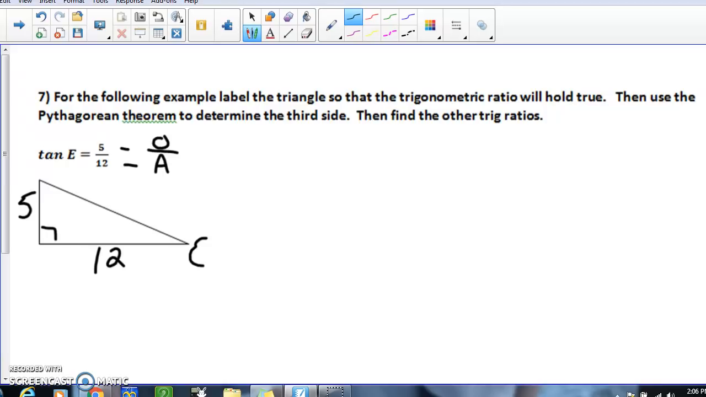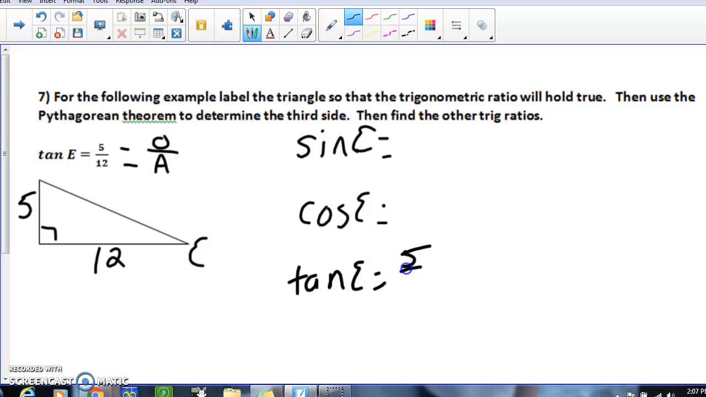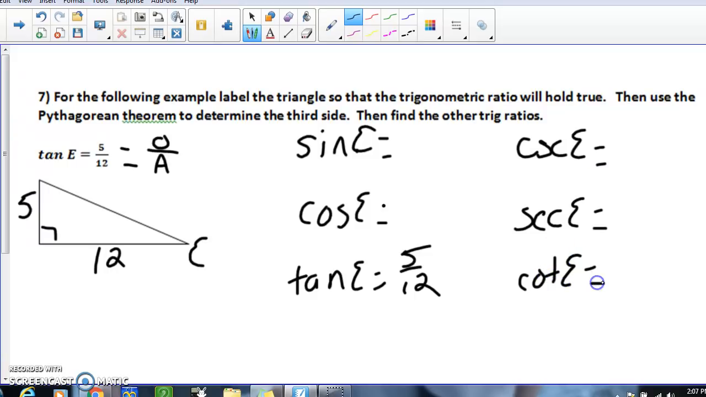I already know what tangent is, but I don't know what the sine is. I don't know what the cosine is. We know the tangent is 5 over 12. I also don't know what the cosecant is, the secant, or the cotangent. Okay, so just like we did up top, I need to find the missing side first, and then find the ratios. So take a second, pause the video, see what you can do.